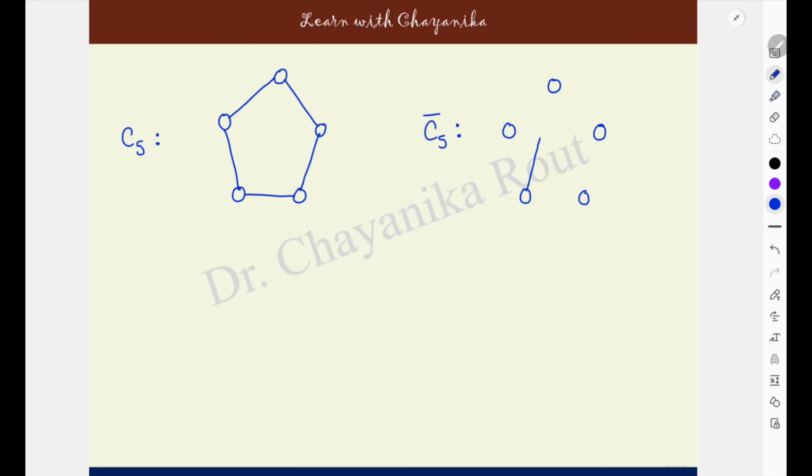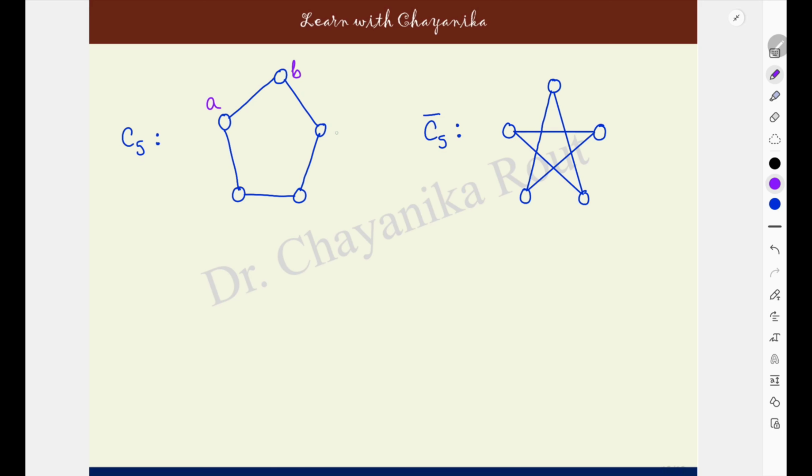Let's go through another example. Suppose I take C5. C5 is the cycle of length 5. This is C5. So what is C5 complement? It is also a graph on 5 vertices. It will contain the edges that C5 doesn't have, and it will not contain any of the edges that C5 has. So basically if you draw the complement, you are going to get this particular graph. Now to check whether C5 is self-complementary, I need to check whether C5 is isomorphic to C5 complement, that is, whether these 2 graphs on this slide are isomorphic to each other or not.